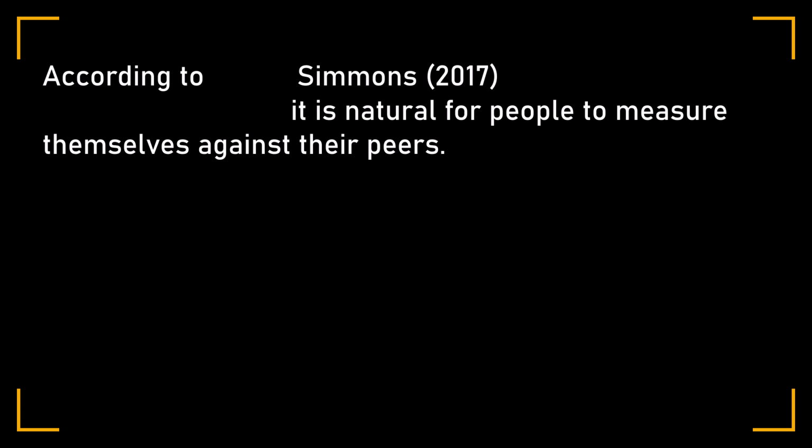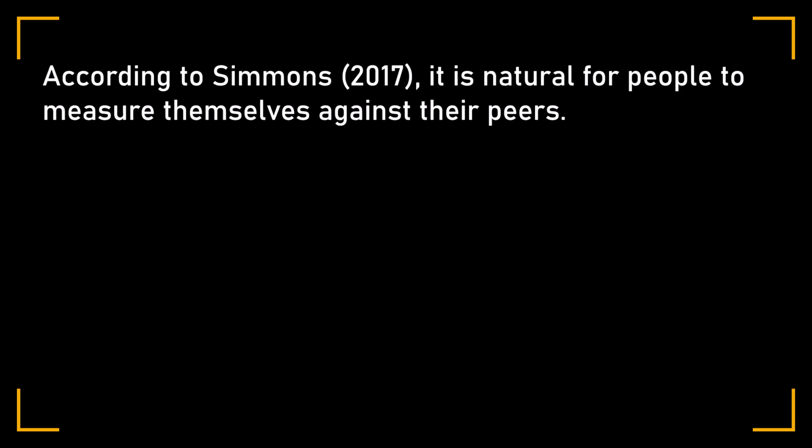The result of all this editing is a lot of big holes. Let's rearrange the pieces and read it again. According to Simmons, it is natural for people to measure themselves against their peers. That sounds much more academic, and it's far more concise. The original contained 23 words, now we're down to 15. That's a 35% difference.